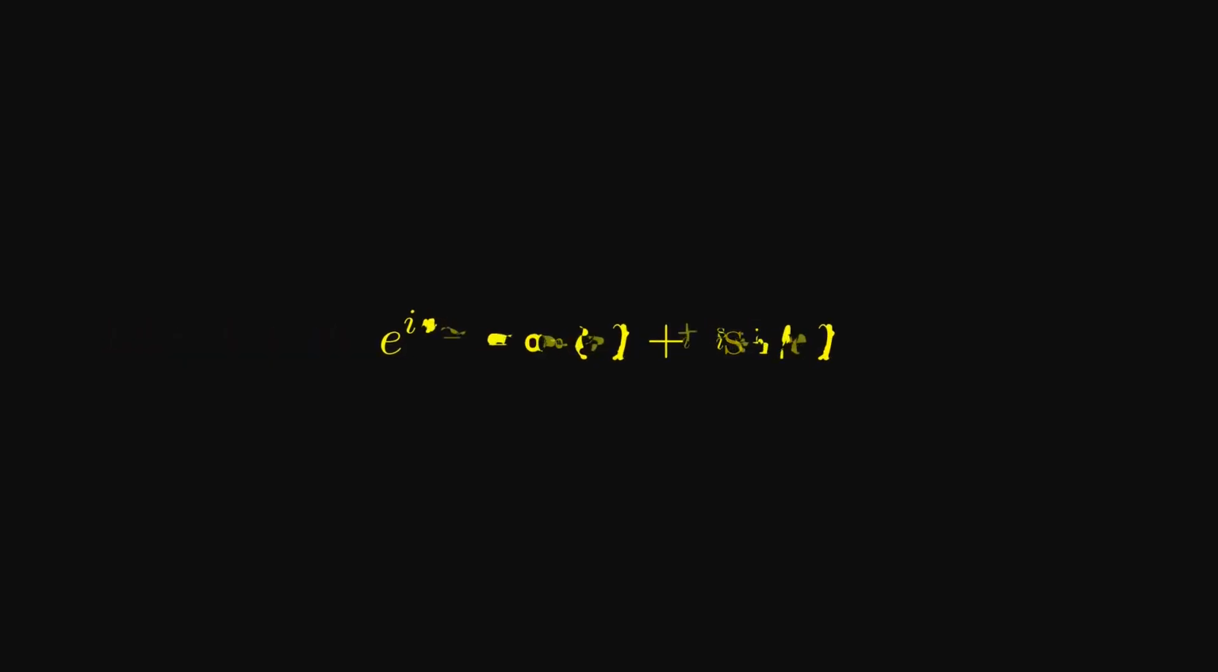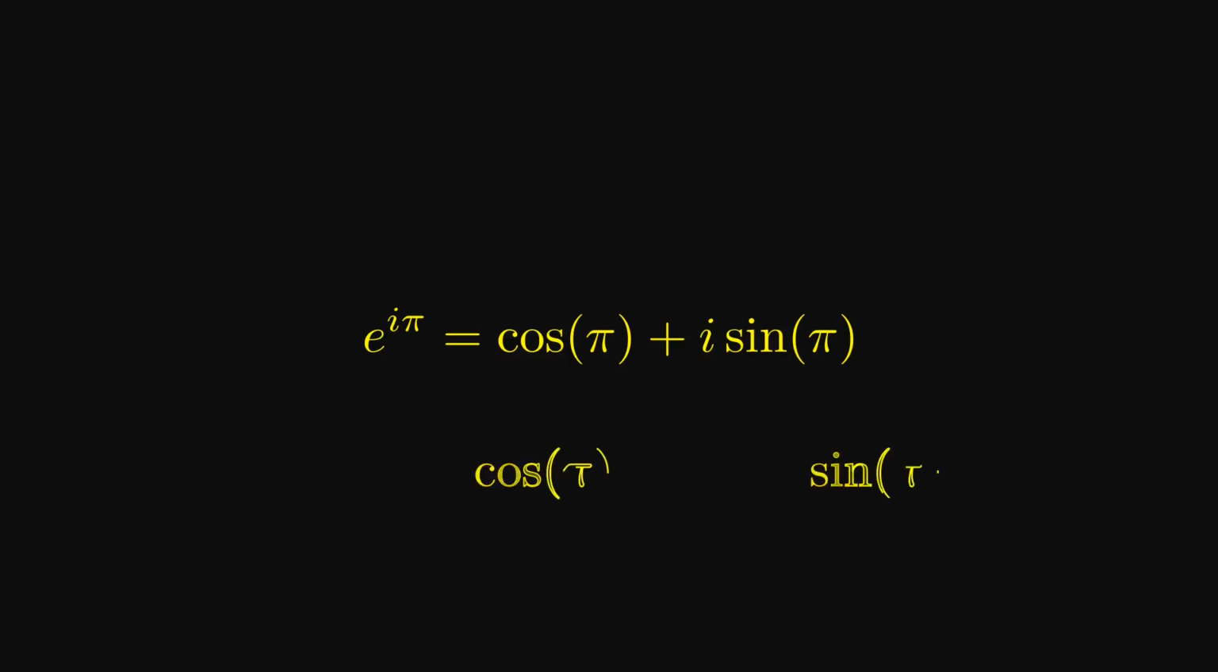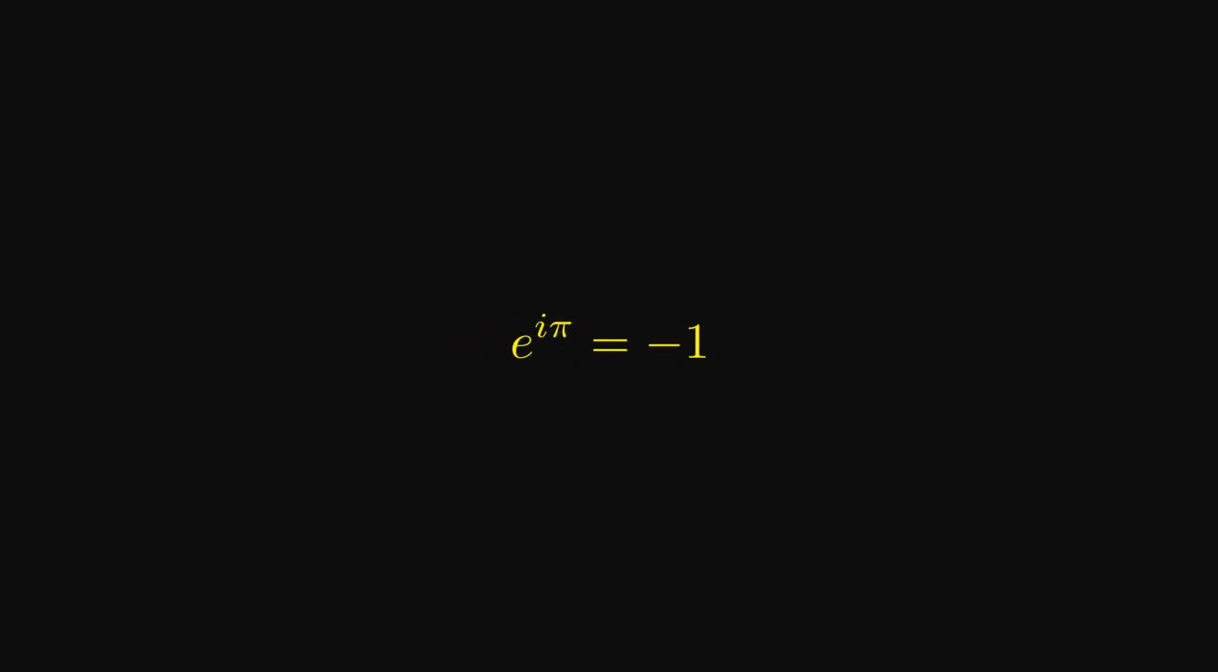Substituting pi in place of x in the equation, here the value of cos pi is -1 and sin pi is equal to 0. If we substitute the values in the equation and solve it, this is how we can obtain Euler's identity.